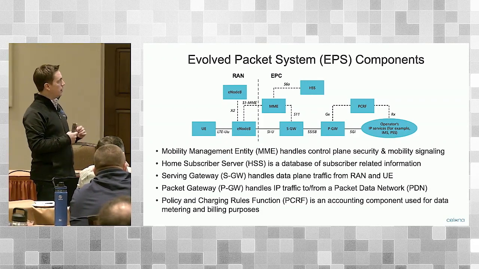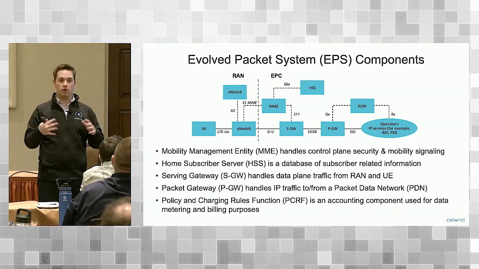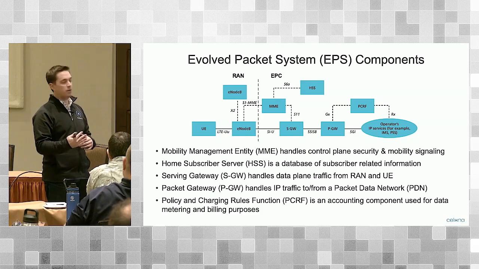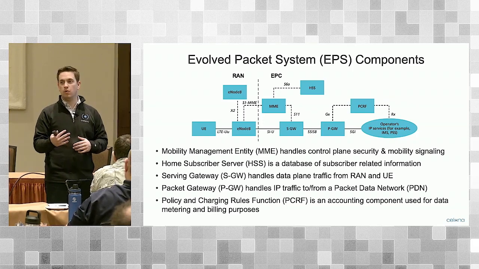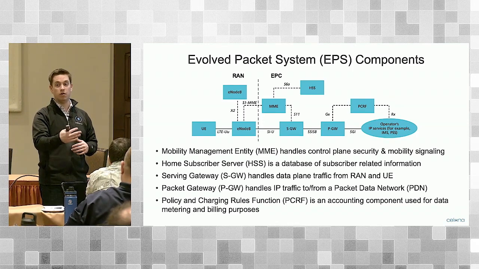On the data plane side, the S gateway is a serving gateway. That's really for within the cellular network. It's the serving for the client. It connects to what's called a packet gateway. And the packet gateway is really analogous to a border router. It connects to an external network. And those are typically a packet data network, or a PDN.